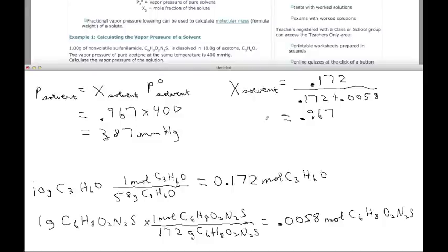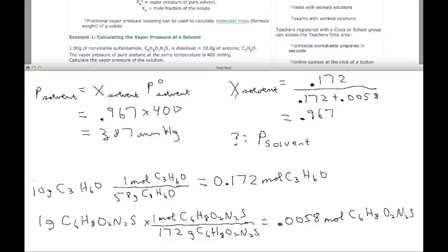Okay, so that was a good process. The only thing I didn't hear you say is it's always good at the start to write down the symbol for what the question's asking. What would have been a good symbol for what this question's asking? P solvent. P solvent or P naught solvent? P solvent. That's right. So that would be a good thing to have started with.